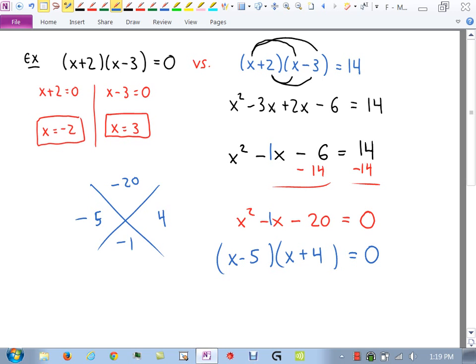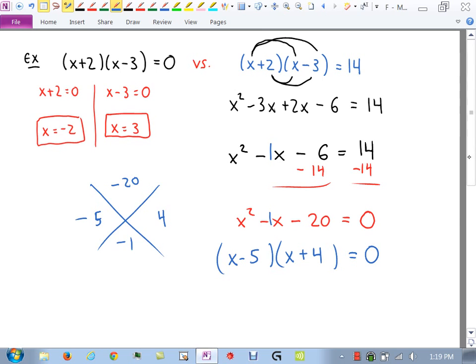Because here's the important thing. You must be able to recognize when it's just simple set each factor to 0, like this one, versus when you cannot do that. Because that's the big no-no with students: they'll take an equation, they'll factor one side out, and then it'll be equal to like 14 or something that's not 0. And then they try and set each of those things equal to whatever's over here, like 14. It won't work that way.